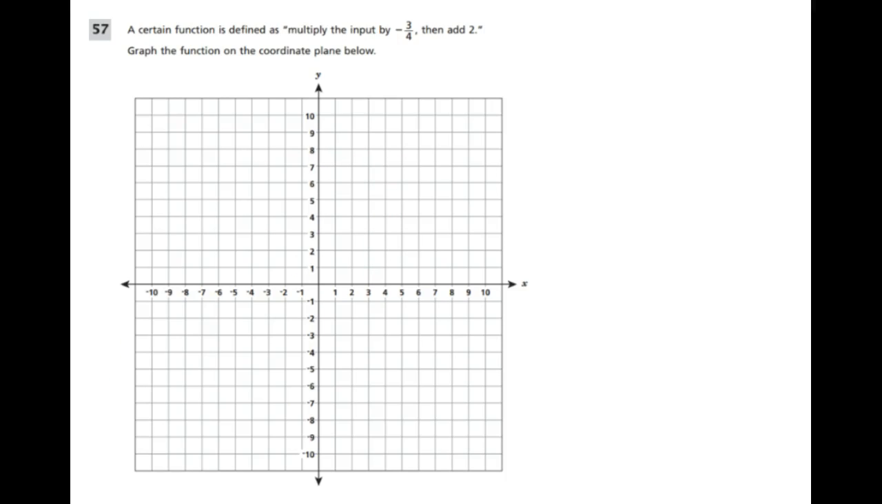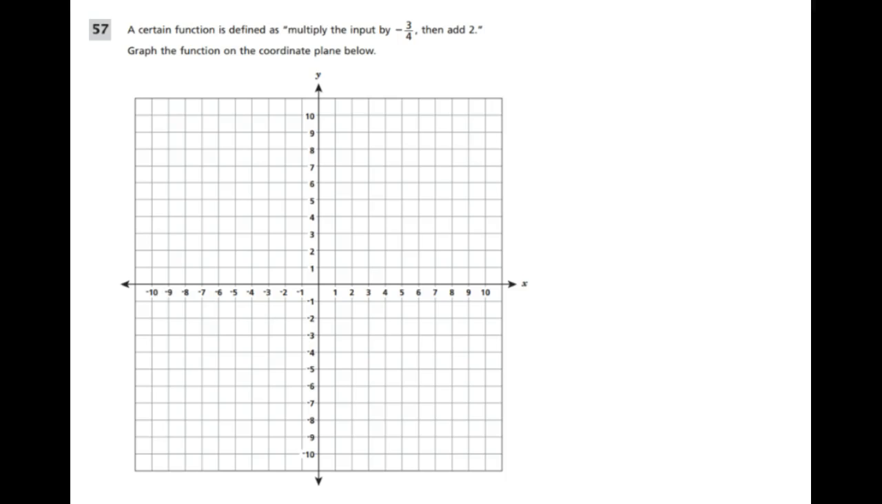Alright, here's one more. This is number 57. This is getting into the short answer type question. So this one does not have choices. It says a certain function is defined as, and they put it in kind of Englishy terms, multiply the input by -3/4, then add 2. Graph that function on the coordinate plane below.